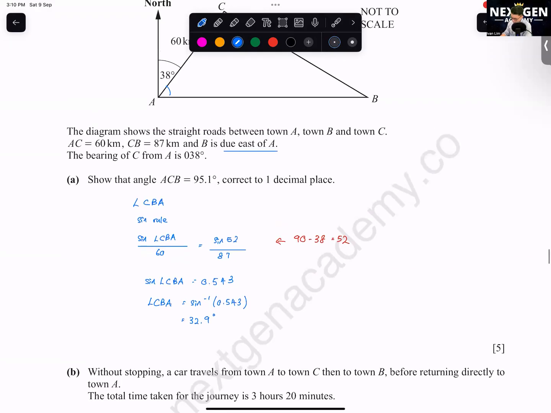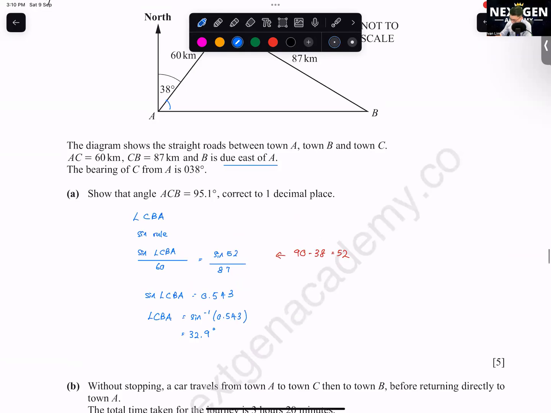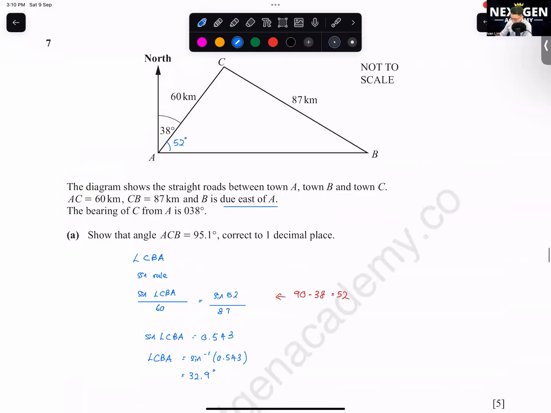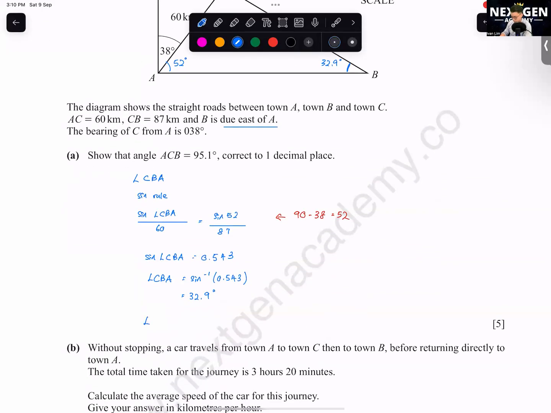Okay, so here we write down whatever we have calculated first. Here is 52 degrees, then CBA, because I have this side here, here is 32.9 degrees. Find ACB. Everything added up together should be equal to 180 degrees. 180 minus 52 minus 32.9, which is equal to 95.1 degrees.